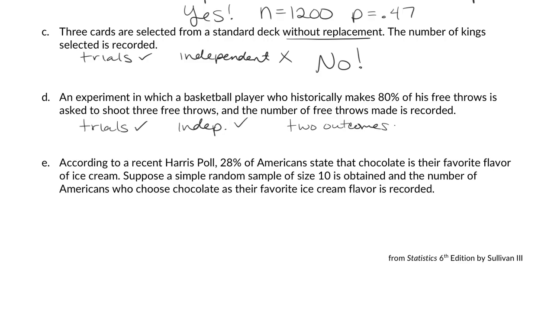What are those 2 outcomes? Makes it or misses it. Is there the same probability for each trial? Yes, which means that this is a binomial experiment. The n would be 3, and the probability of success would be 0.80.